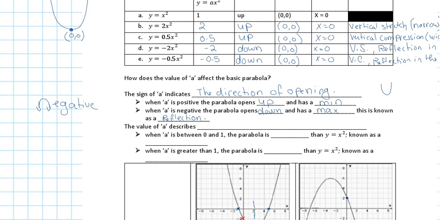Now, if it's negative, the only thing that negative tells me, which way does it open? It only tells me that it's opening down or opening up, right? After I take that and say, okay, negative, that means it opens down, I forget about the negative. I move on to the actual value of the A. Okay? So the value of A describes the shape of the graph. Okay?